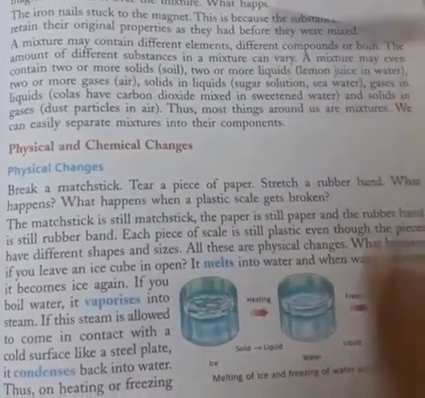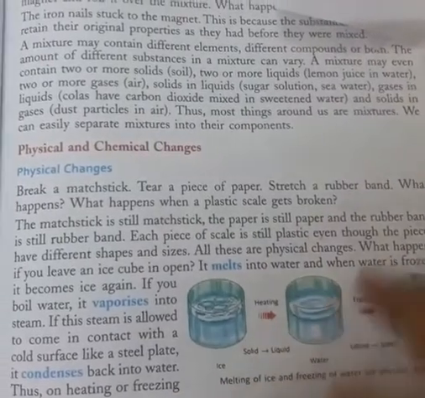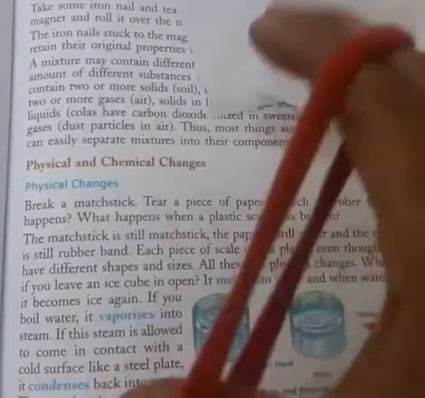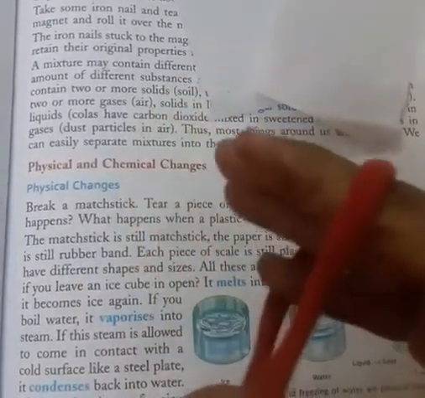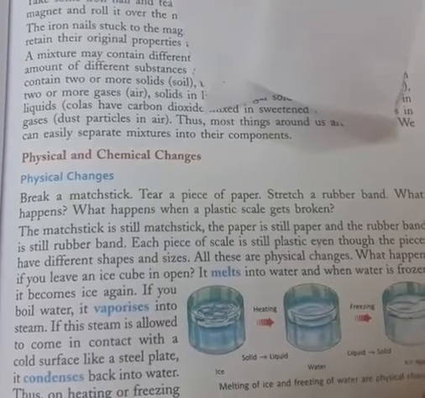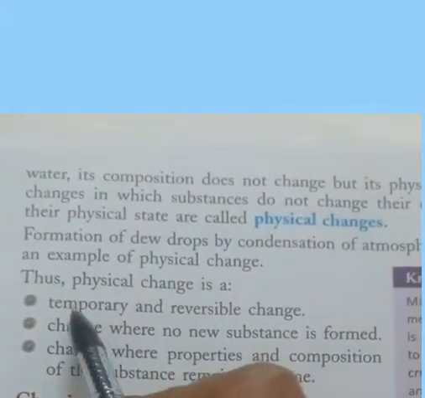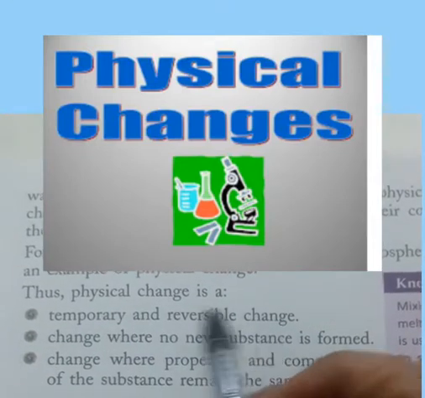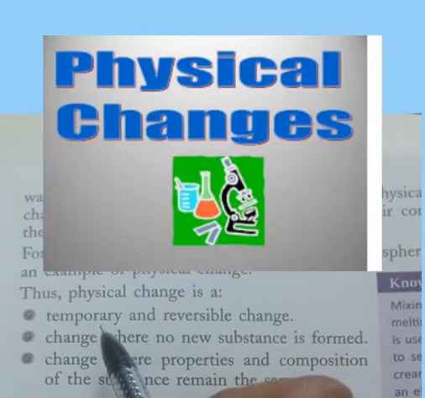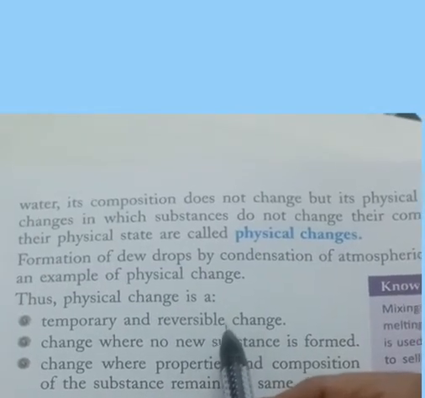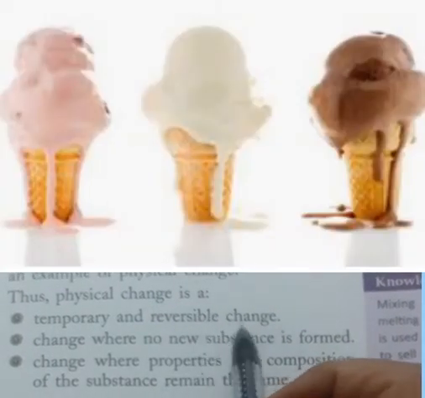So when there is only a change in the shape and size, the size of the paper has changed, the size of the rubber band has changed, but no new substance is formed. So that change is called a physical change. Thus physical change is a temporary and reversible change. It is just for some time only, and it is reversible, like melting of ice, it can be reversed.